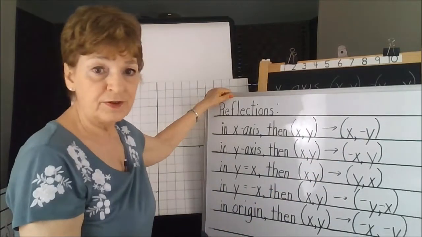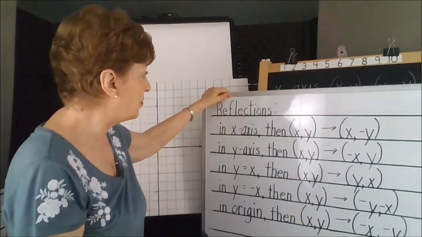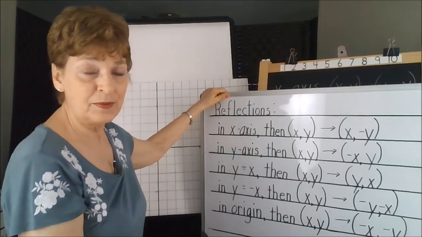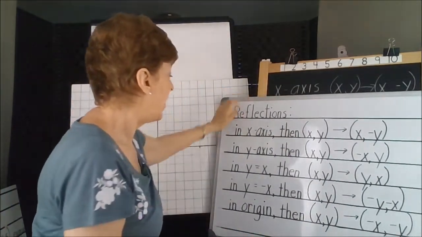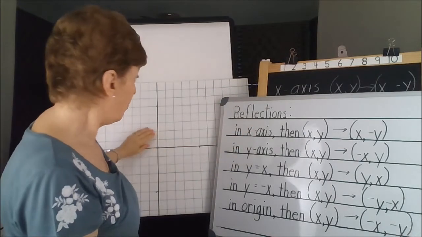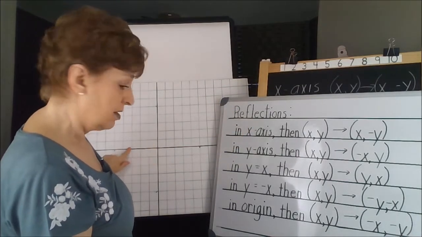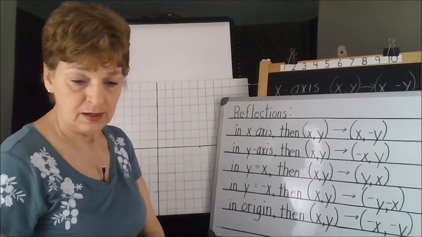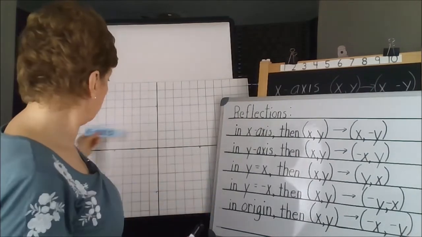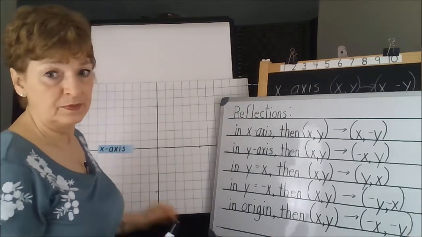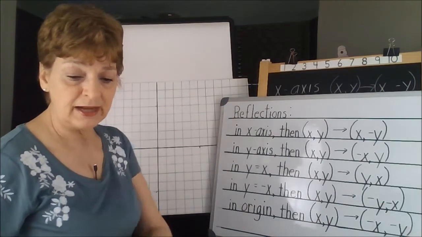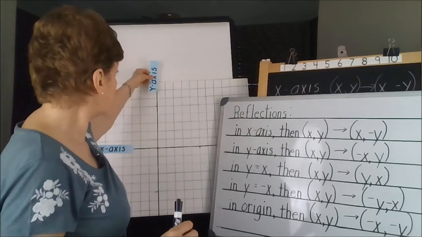This was the long version of the rules for reflections. I've kind of made them shorter, but I wanted to explain to you that you can reflect over the x-axis. Here's our x-axis. And we can reflect over our y-axis.